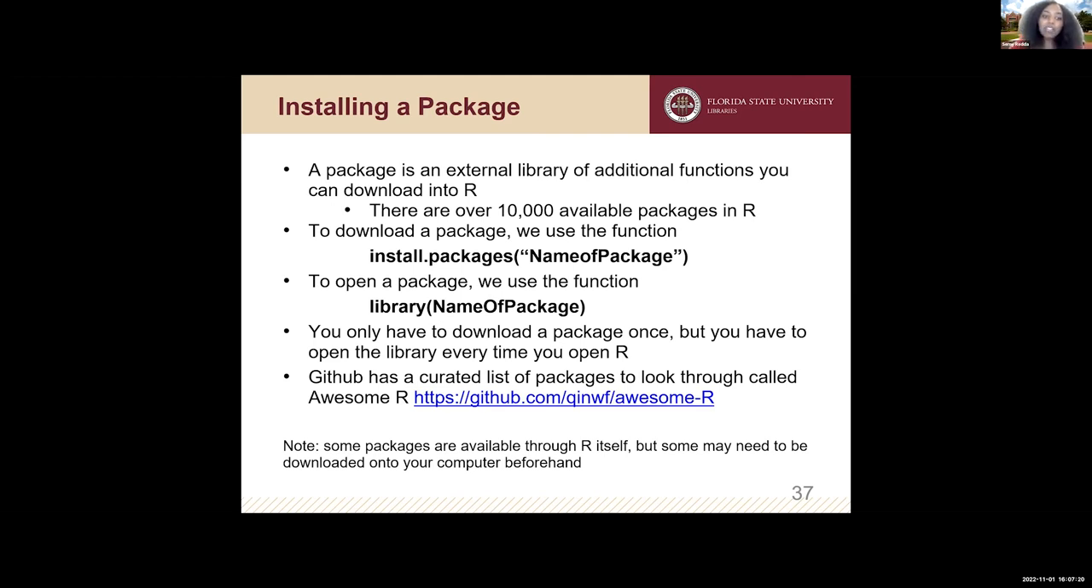If you want a list of packages that are available for download, GitHub has a really good curated list called Awesome R. There's a link to it right here. And just to let you know, a lot of packages are available within R itself. So all you would need to do is type install.packages and then the name of it. But some of them you will have to download onto your computer beforehand. The ones we'll be working with are all available within R. So I'll let Eli just demonstrate how packages work for a second.